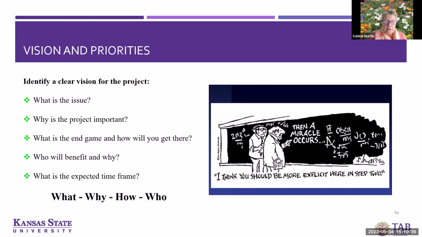If I'm asking a funder for some money, some have time frames in which they give out grants, but some have not. Some are flexible. So really, it's the what, the why, the how, and the who. What's the project? Why is it important? How will you accomplish it? And who will benefit in the end when everything is said and done? Next slide.